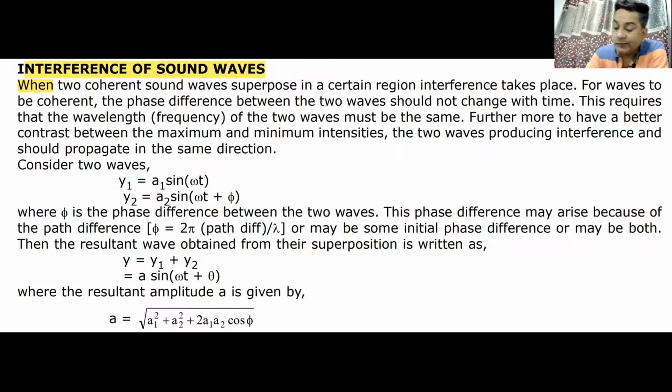Do we remember this? We had seen two waves. Y1 is A1 sine omega t and Y2 is A2 sine omega t. And we had found out that when they superimpose, we just add them, Y1 plus Y2, and the resultant amplitude is the square root of A1 square plus A2 square plus 2 A1 A2 cos theta. Do we remember this? Yes or no? Yes, sir. Just note it down.